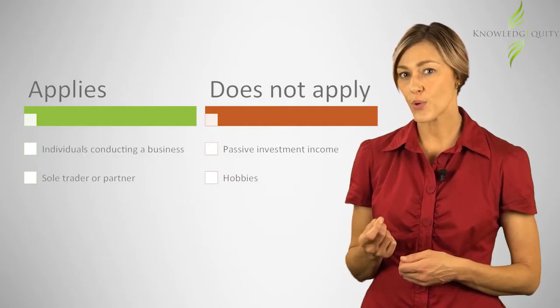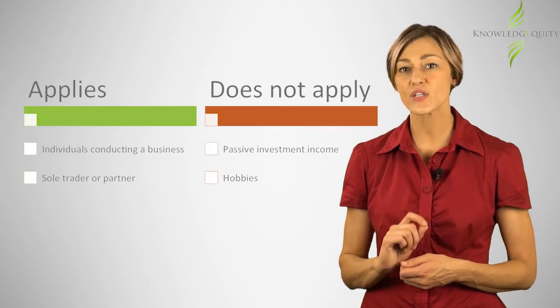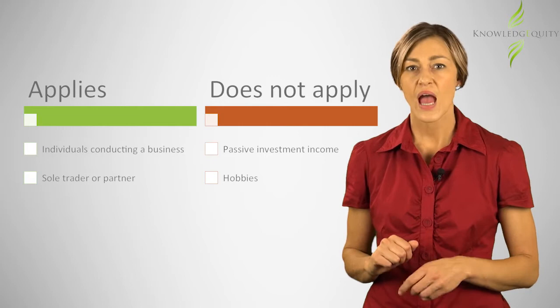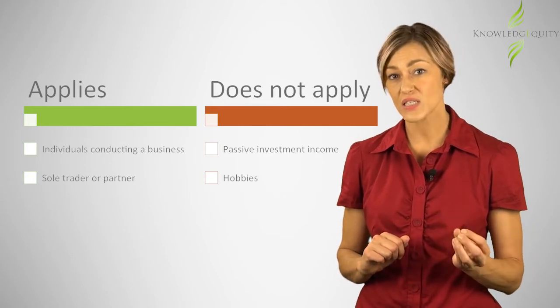We should note at this point that the provision applies to individuals conducting a business, either as a sole trader or a partner, and does not apply to passive investment income nor a hobby. So assuming Sally is conducting a business, we now need to apply the commerciality tests per section 35-10 to determine whether Division 35 applies or if Sally can deduct her losses from her other assessable income.